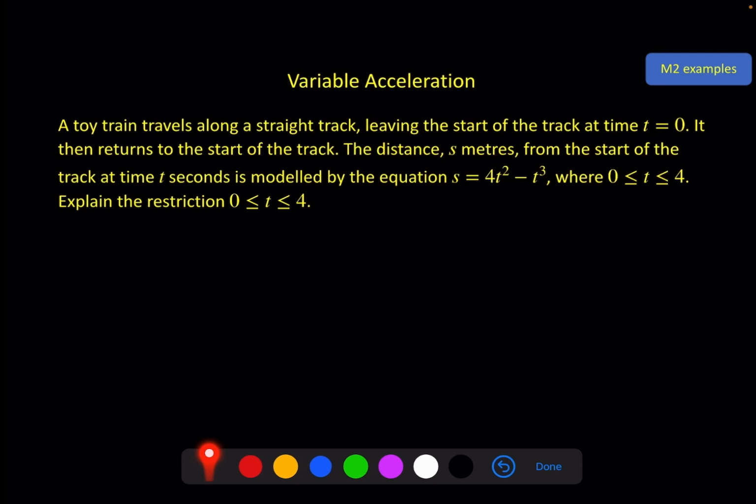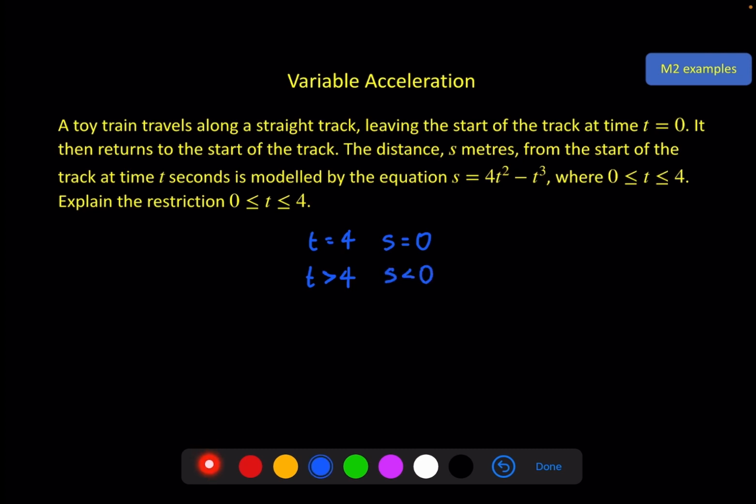If I put in t equals 4, we get s is equal to 4 times 4 squared minus 4 cubed, and that gives us a 0. When t is greater than 4, that cubic term is going to overpower this quadratic term, and we're going to get a negative answer, so s will be less than 0.